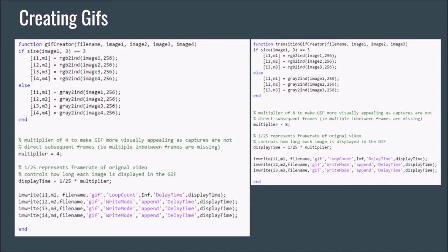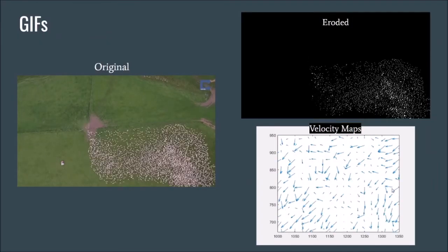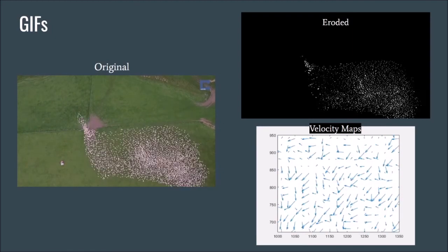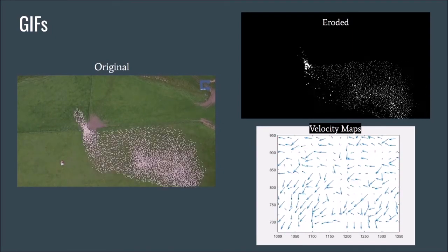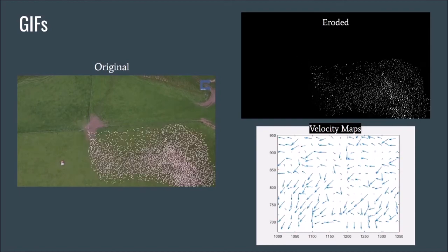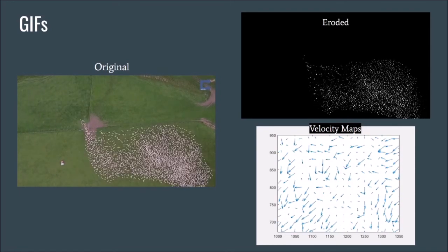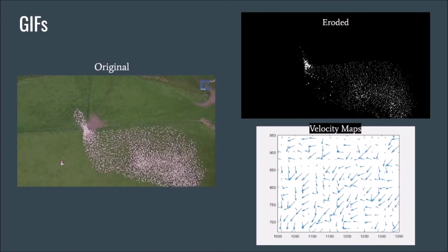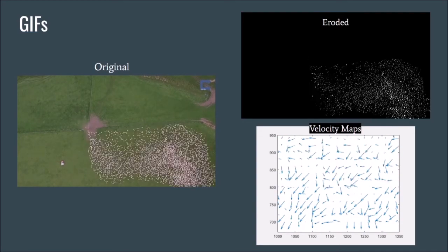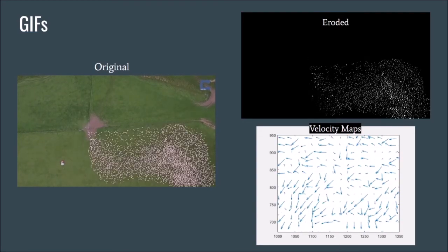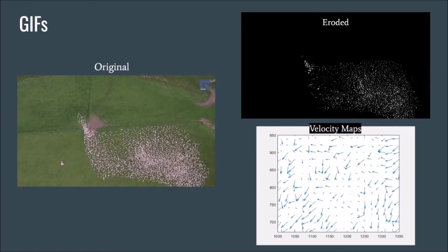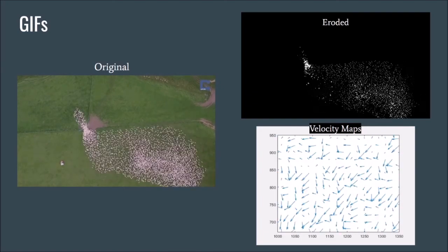Using the methods previously described, we created the following 3 GIFs. The original and eroded GIFs were created using the GIF creator method, while the velocity maps GIF was created using the transition GIF creator method. The original and eroded GIFs represent the direct motion of the sheep in space, with the original recreating the original video, and the eroded providing a spatial representation of the data we operated on to find the results. The velocity maps GIF is windowed to the most dense area of sheep near the center right, where we can see the sheep's velocity represented across the different transitions.